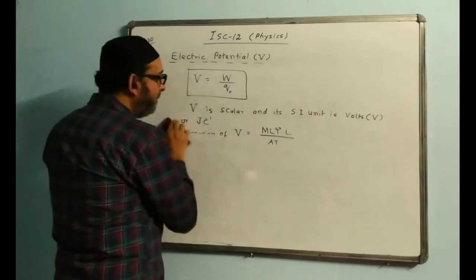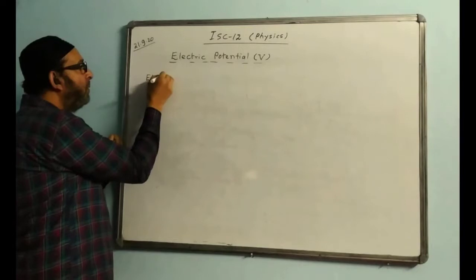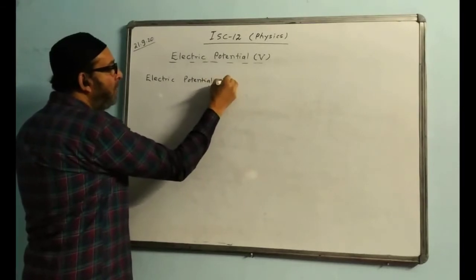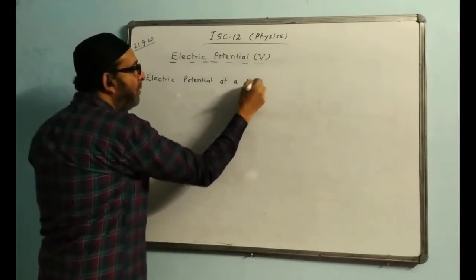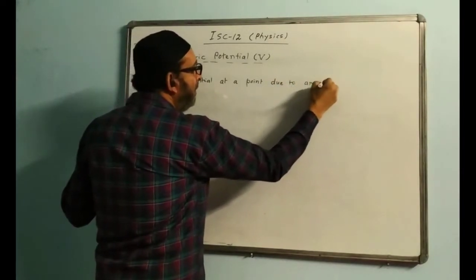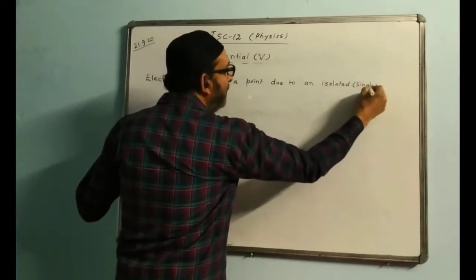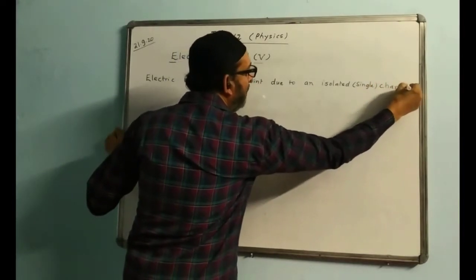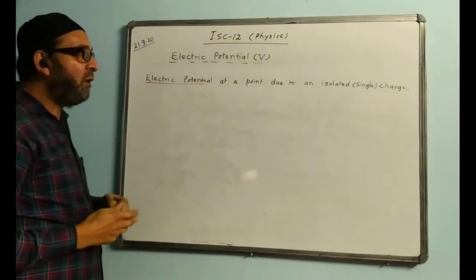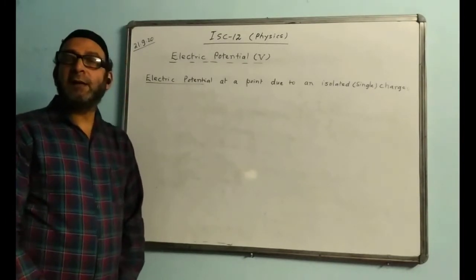Now we are doing the next part. The next part is again a derivation. So we write the electric potential at the point. We are finding a formula of electric potential at a point due to an isolated or single charge. This is also an important derivation. This may carry 3 marks.